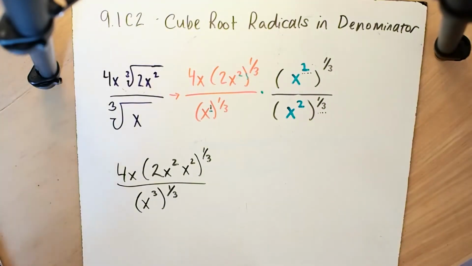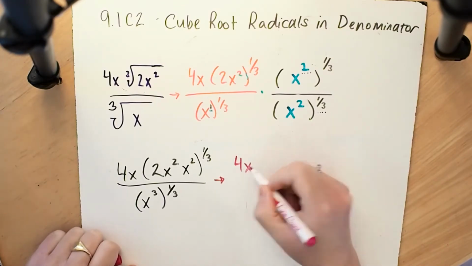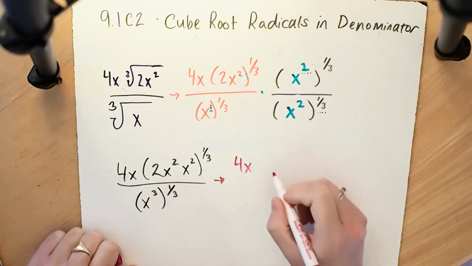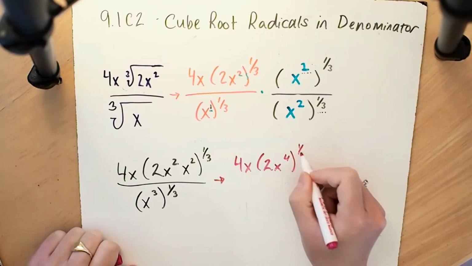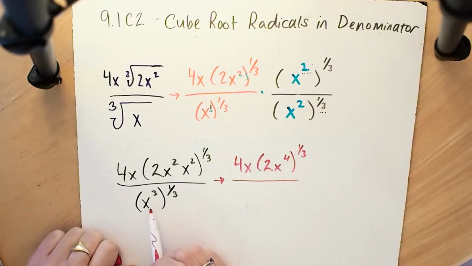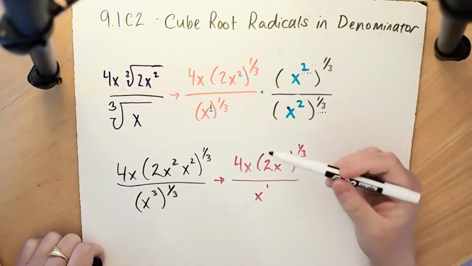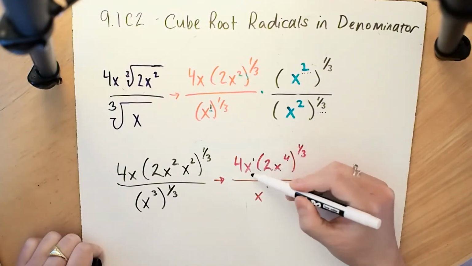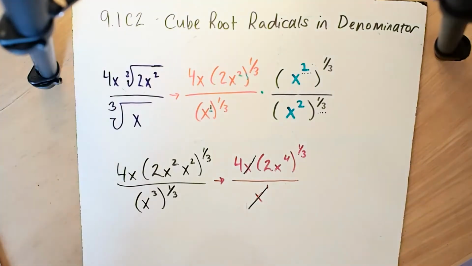Because we've done that, we're now able to simplify. Let's tackle the top first. On the outside, we have 4x, nothing has changed. Inside here, we now have 2x to the 4th, all to the 1/3. On the bottom, we have x to the 3rd to the 1/3. But if you multiply 3 times 1/3, you just get x to the 1. Now looking at this, you see that you have x to the 1 on the top and the bottom. So these actually can cancel out. We're going to go ahead and simplify that.